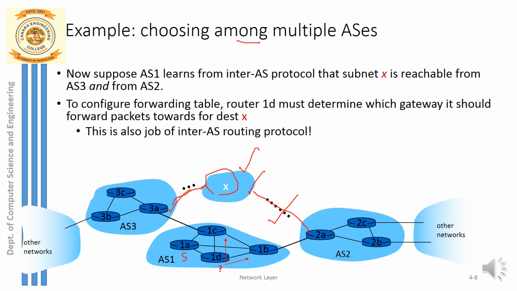For that, shortest path calculation should be done first inside the autonomous system through the intra-AS routing algorithm. So first the shortest path is calculated. It can reach either the 1B edge router, through 1B it can reach 2A, and finally it can reach the subnet X. Or 1A can first calculate the shortest path to reach the edge router 1C, and via 1C it can calculate the shortest path to reach 3A, and via 3A it can again calculate the shortest path to reach the subnet X. So there are two paths to reach the same subnet X. In that case, which path is chosen? Always the shortest path is chosen through the intra-AS routing algorithm, or it can be through the inter-AS routing algorithm.